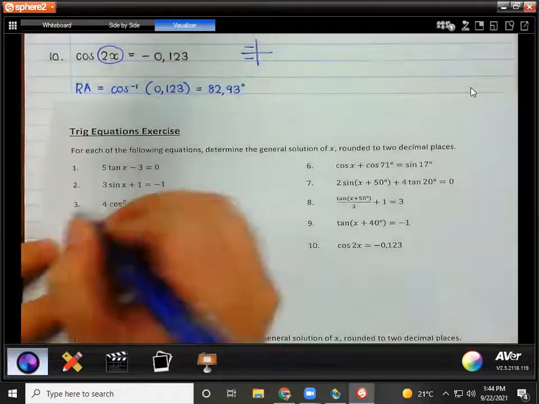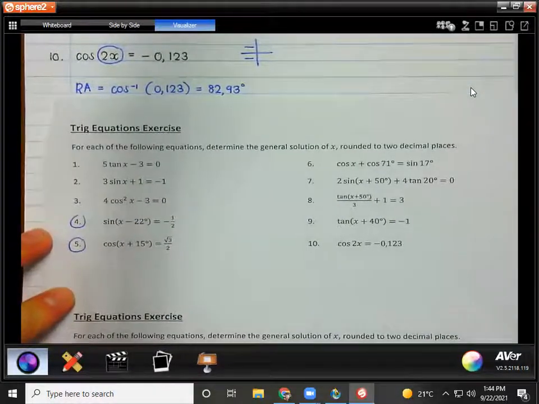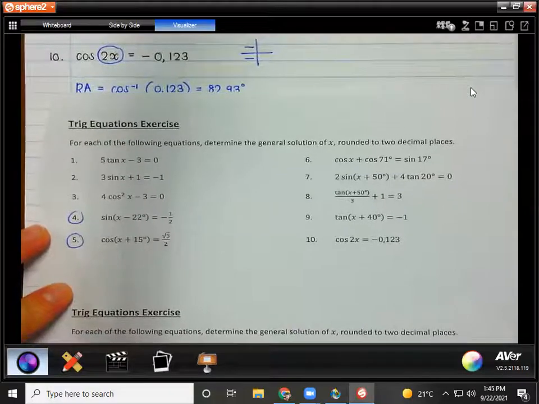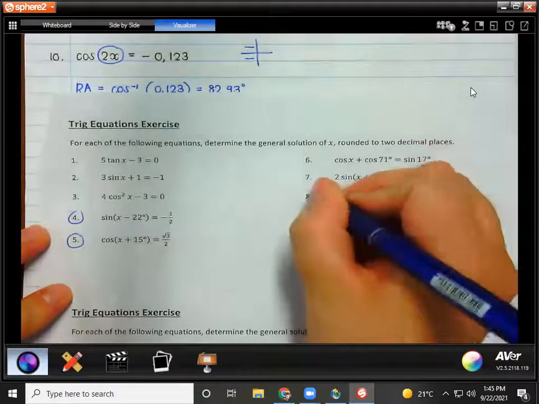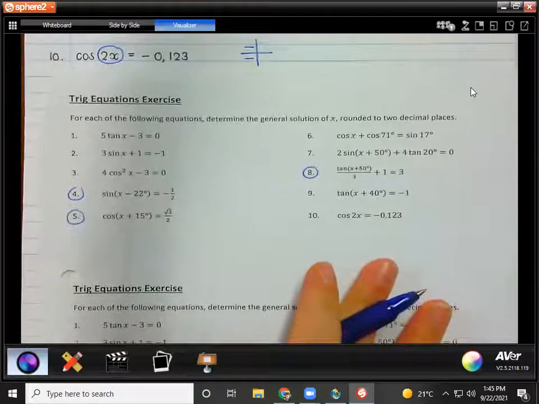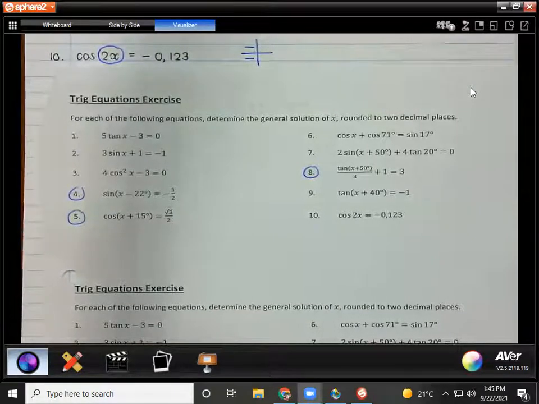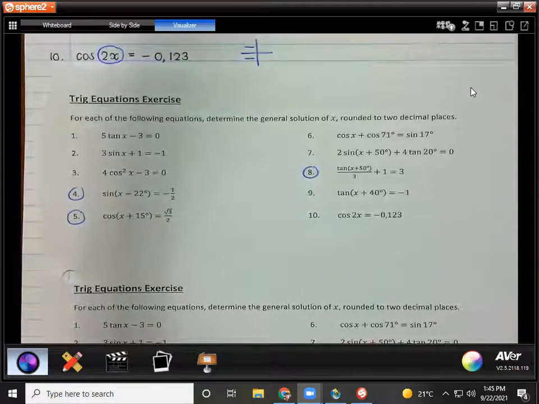Okay, guys, you're going to do 4, 5, and 8 for tomorrow. Yes, it's almost like you're not working with like terms. So it will be whatever your degree is plus 22.